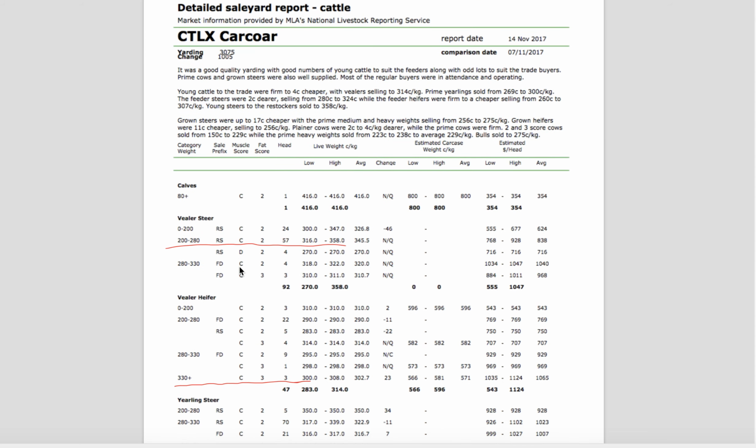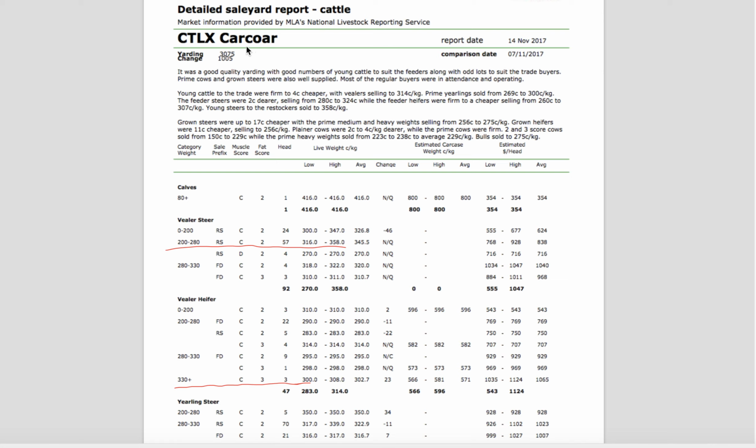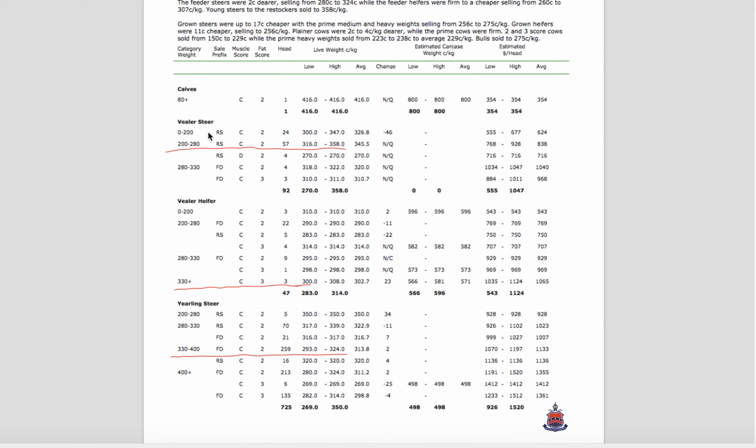So this is an example here of a marketing report. You can see this is from Carcoar near Bathurst, which we will go to on excursion. Basically this is a little bit of text information about the sale that occurred there recently. And then you've got all the different types of cattle here. This is just the first page. There's other pages, but I didn't include them.